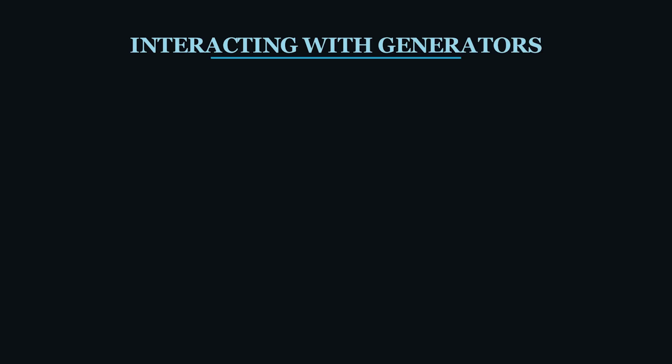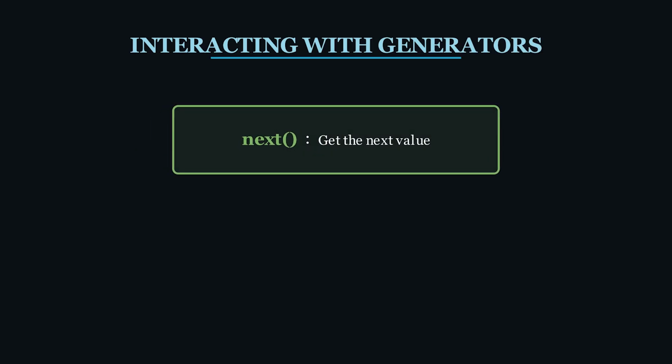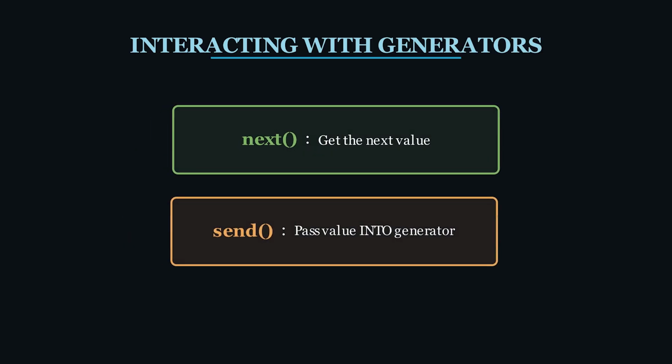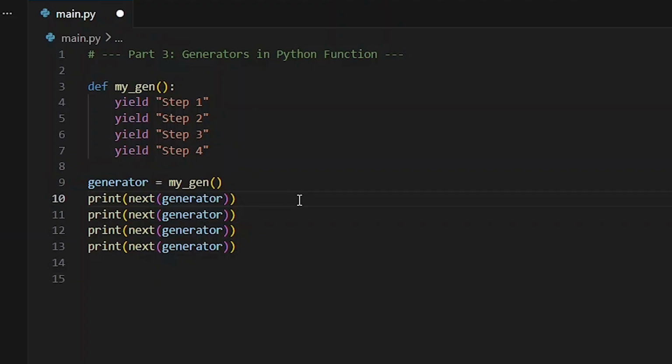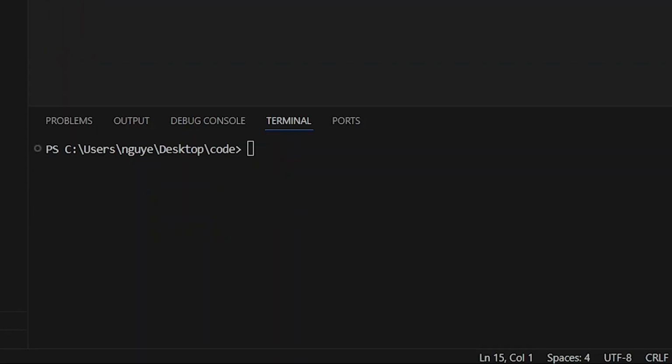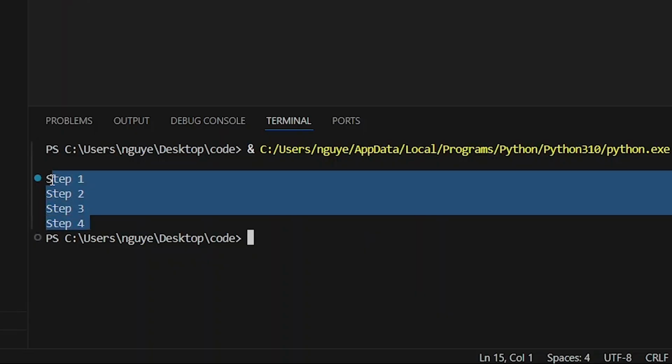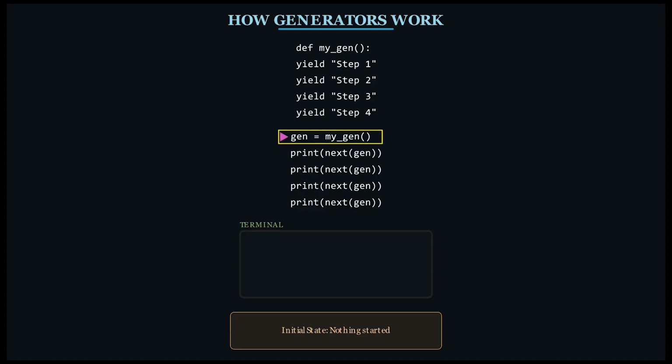You can interact with a generator using next to get the next value, send to pass a new value into the generator, and close to terminate the generator safely. In this simple example, I created a function with 4 yield statements. Each time I call next, it moves to the next step and pauses. It can be described with this animation.